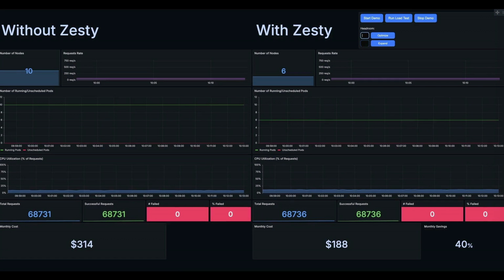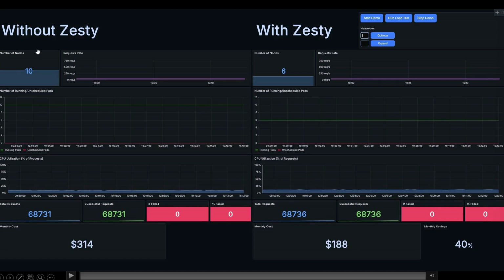In terms of graphs, at the top you can see the number of running pods, that's the green line, and the red line is the number of unscheduled pods. So whenever unscheduled pods happen, we'll see errors. That's a spoiler for the demo. At the bottom, you can see CPU utilization. For this workload, the steady state is around 10%-ish.